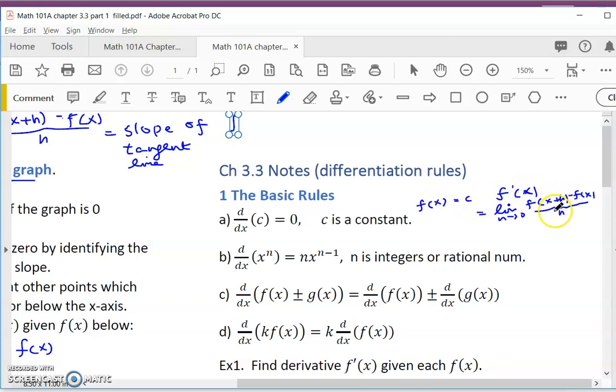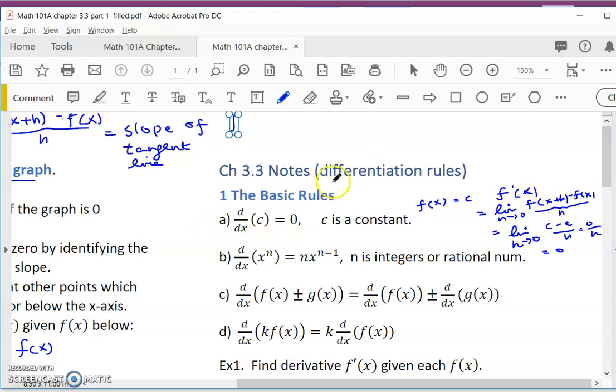Except in the case of a constant, your f of x plus h and your f of x are both c. So what you have is the limit as h approaches 0 of c minus c over h, which is just equal to 0. You don't even have to do direct substitution. This limit is a constant 0, so we have 0 no matter what c is. So next time we're dealing with a constant function, let's not write this limit. Let's just say that d dx of c is equal to 0.